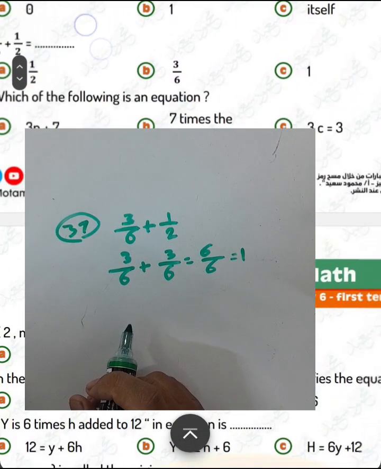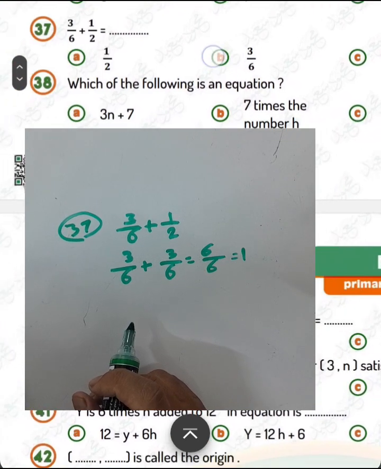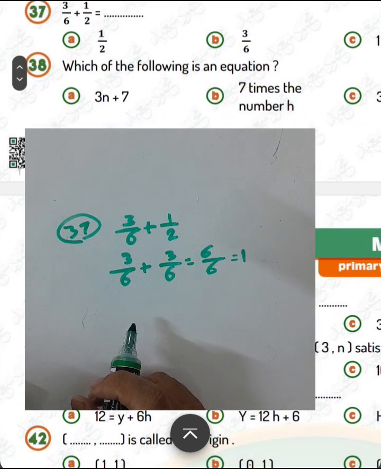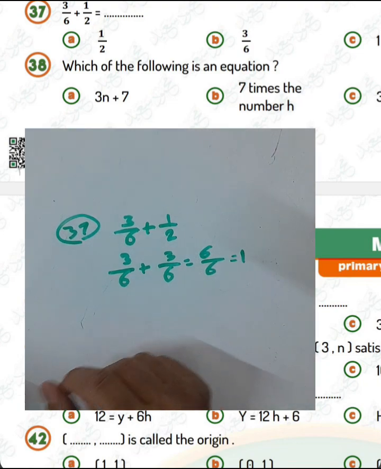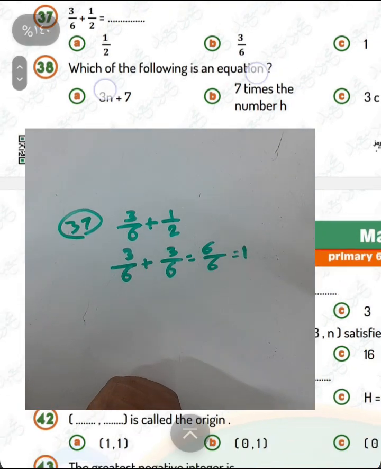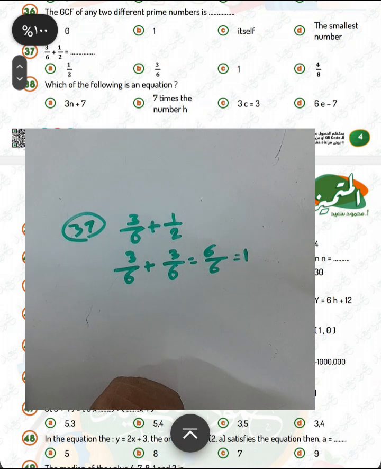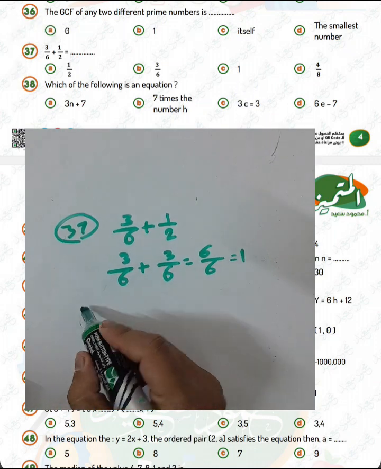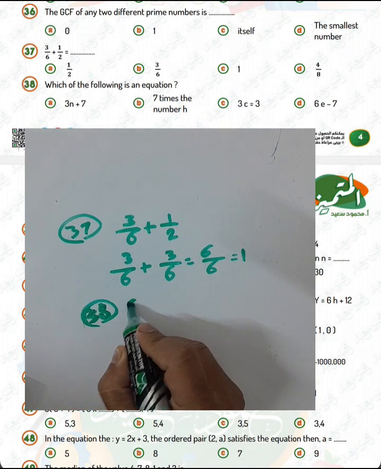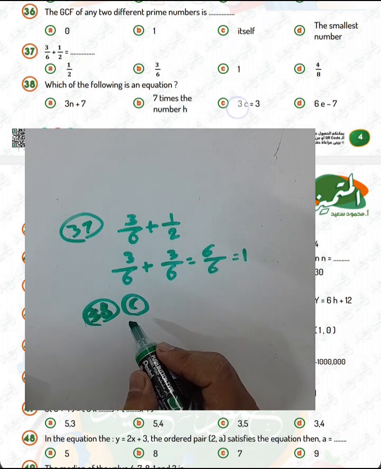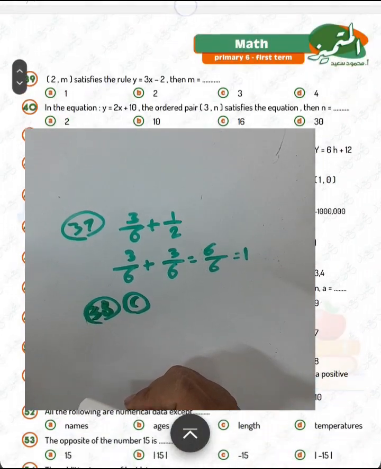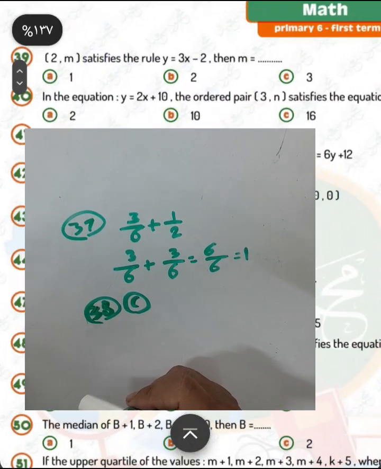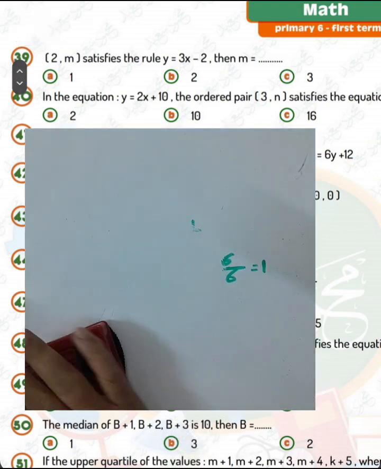Choose letter C. Next question, which of the following is an equation? An equation is a relation between two expressions with the equal sign written between them. The equation here will be 3c equals c. Question 38. The equation will be an equality between two expressions. Next question, 39.